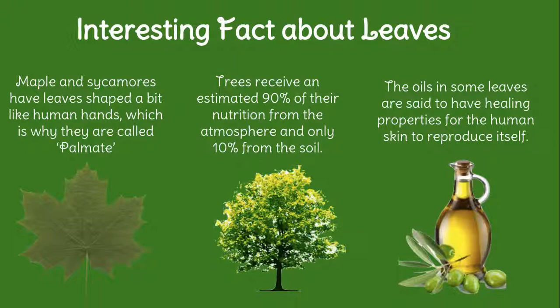Interesting facts about leaves. Maple leaves are shaped a bit like human hands, which is why they are called palmate. Trees receive an estimated 90% of their nutrition from the atmosphere and only 10% from the soil. The oils in some leaves are said to have healing properties for human skin.